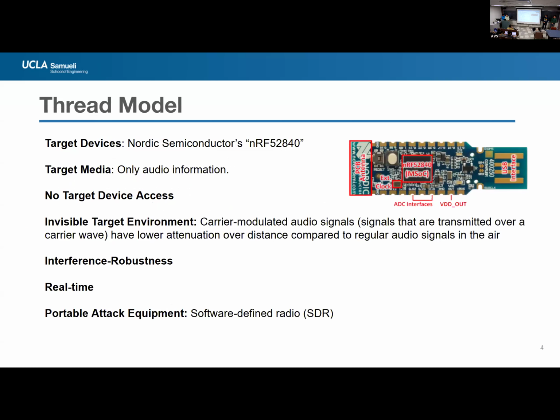So the threat model for this paper: first, it uses the target device as shown on the right. It's a Bluetooth low energy MSOC, and the target media is only audio information. But you assume the attackers have no target device access and it's an invisible target environment, which means the carrier modulated audio signal has lower attenuation compared to the real audio signal in the real environment. Also, its interference robustness is high. The attackers can eavesdrop on sensitive information in real time by using portable equipment.